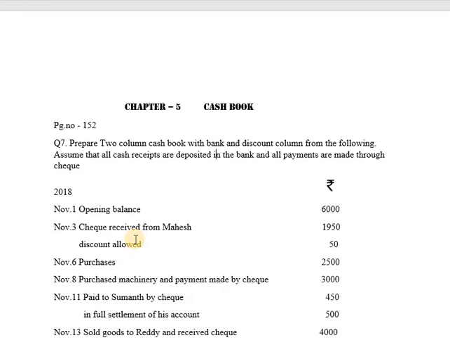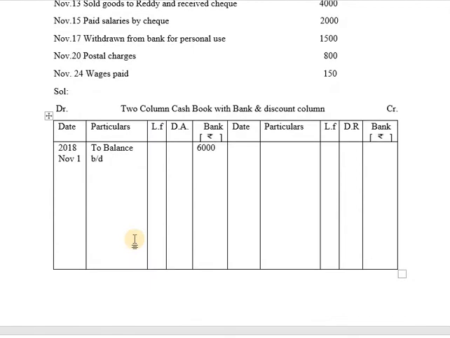Who is the giver of check? Mahesh. So it will be recorded as November 3 to Mahesh. 1950 will be recorded as amount in bank column and 50 rupees will be recorded in discount allowed column. So here you will be writing it as November 3, to Mahesh account, as you have received a check of rupees 1950. So 1950 will be recorded in bank column and 50 rupees will be recorded in discount column.